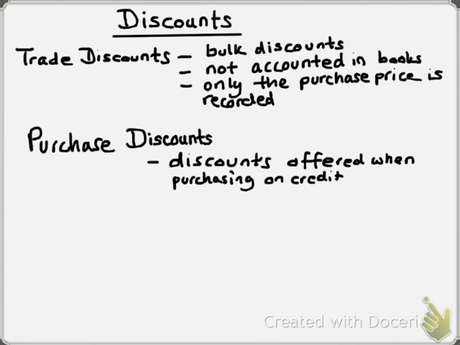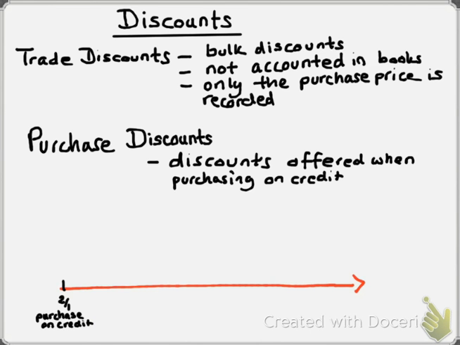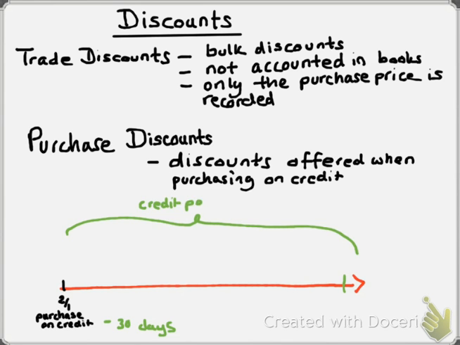Let's take a look at an example. Let's say on February 1st, we purchased certain items on credit. When we buy on credit, the supplier or the vendor gives us a certain amount of time to pay the invoice. Let's say that the supplier gives us 30 days to pay the invoice. This 30-day period is called the credit period. That means we purchased on February 1st, we have 30 days to settle the invoice in full.